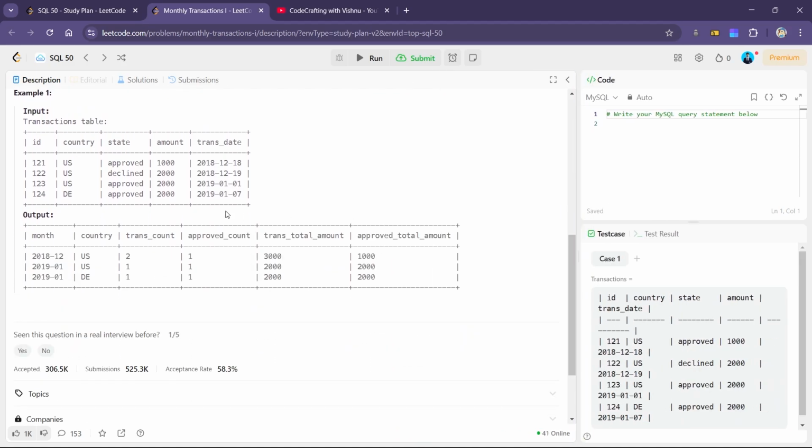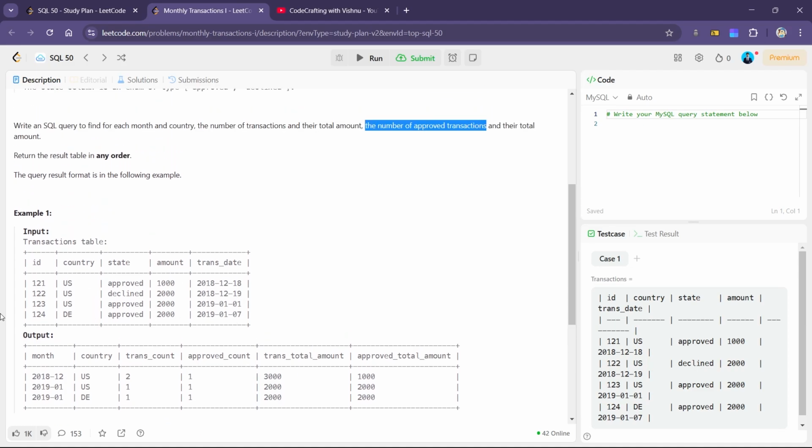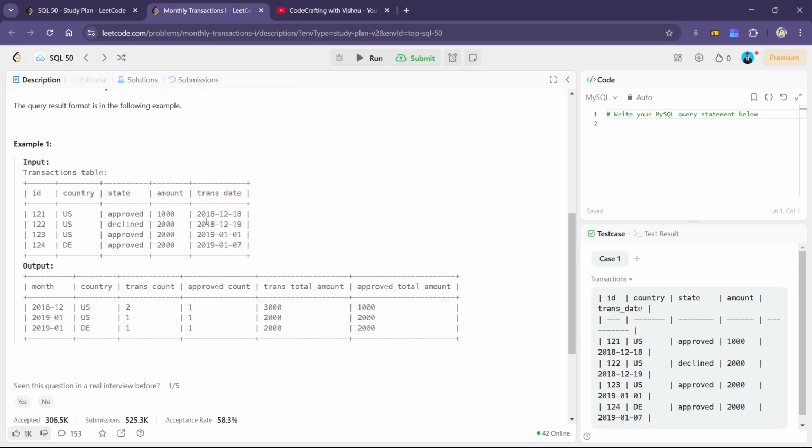So first let's see the example. In this transactions table, we have two countries, that is US and DE, and these are their states, their amounts, and their transaction dates. Now, as per the question, we have to divide this table first into month and then into country. One more thing: the month is for a particular year. For example, in the US, we have these two entries. In both these entries, in the year 2018, we have the same month 12, right? So these two entries will be grouped together.